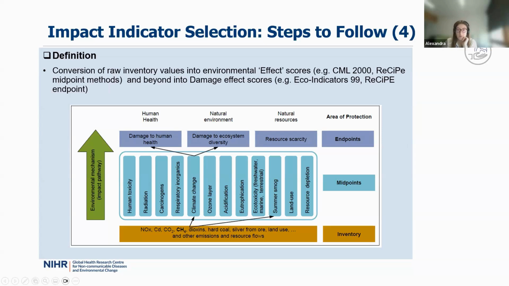Human toxicity, would that be one? Could be, if you were looking especially at damage to human health, but it depends. Climate change is always a good one to get an overview, as it does measure greenhouse gases, and it is what is most commonly used. So I think most of the time it is a safe bet to include climate change.